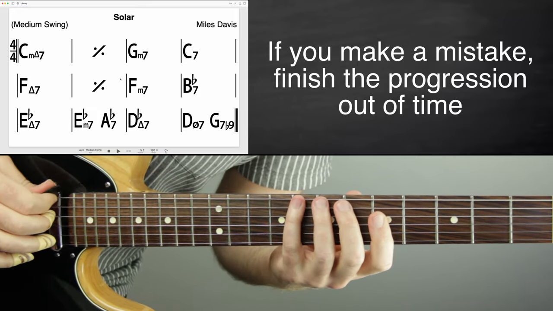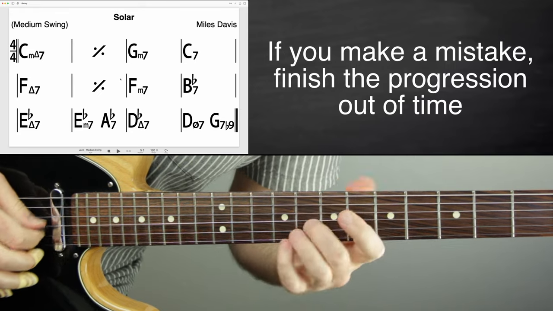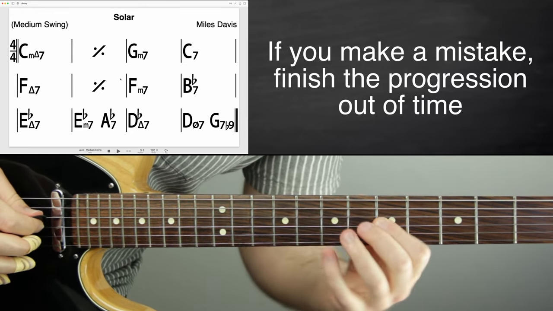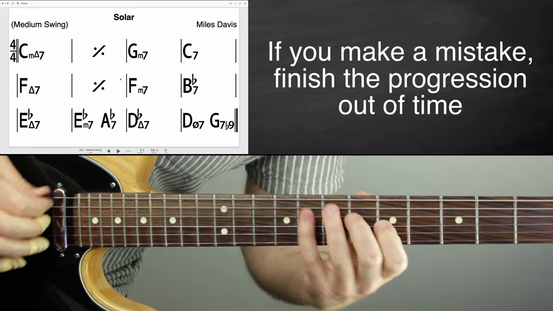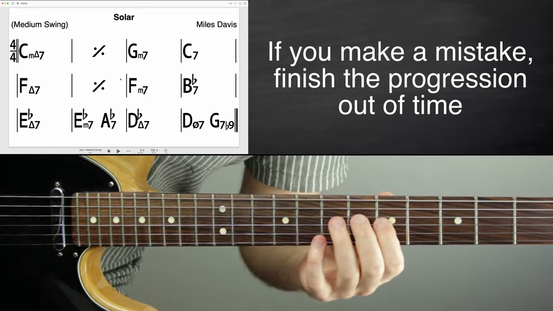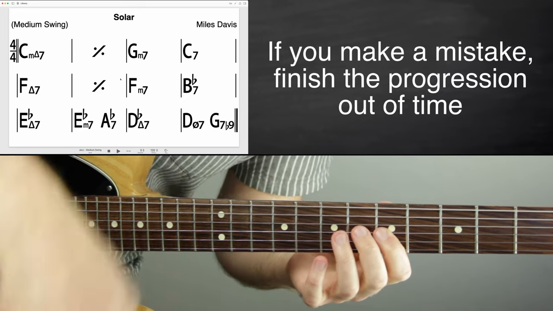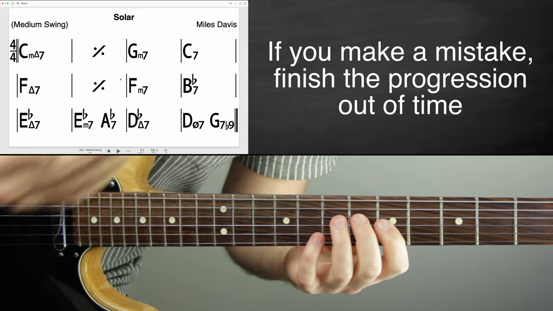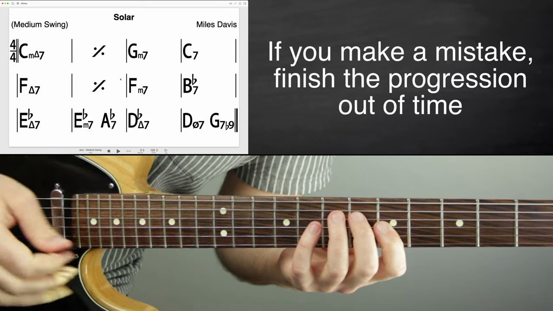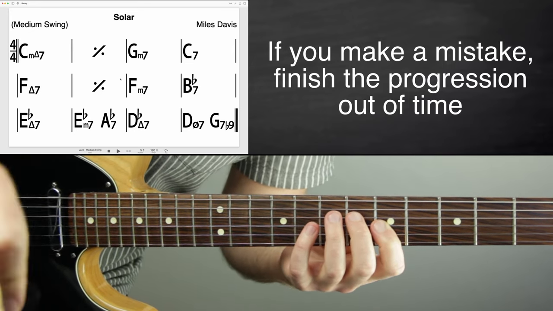So if I go like C minor in this progression I'm working on here, and that's my last note there. One and two and three and four and one and two and three and four and. And then I'm like, shoot, I already messed up. Instead of starting the progression over, we're just going to front load it too much and play too much on that first chord. So always finish the progression off out of time.